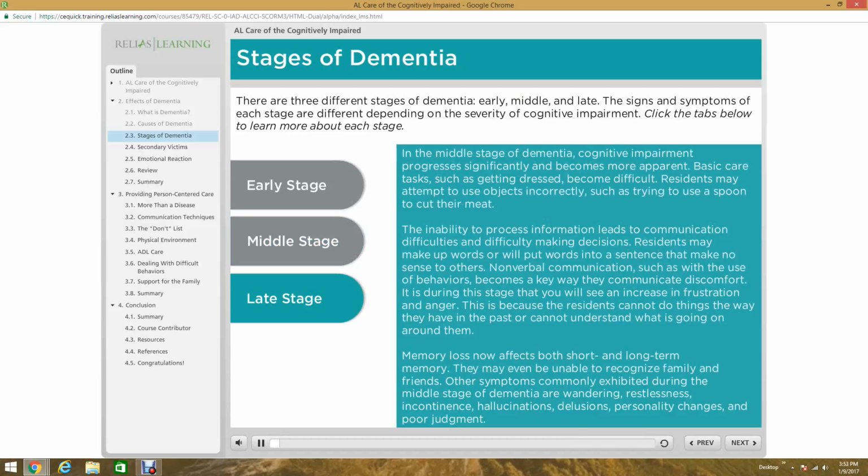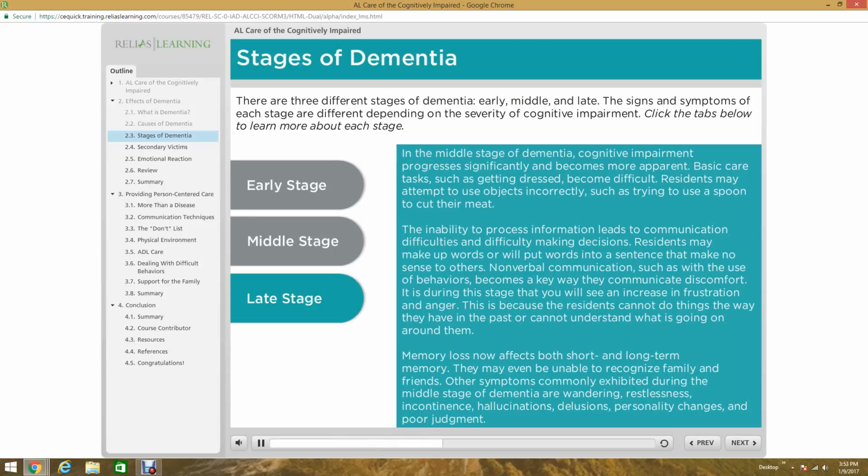In the middle stage of dementia, cognitive impairment progresses significantly and becomes more apparent. Basic care tasks, such as getting dressed, become difficult. Residents may attempt to use objects incorrectly, such as trying to use a spoon to cut their meat. The inability to process information leads to communication difficulties and difficulty making decisions. Residents may make up words or will put words into a sentence that make no sense to others.